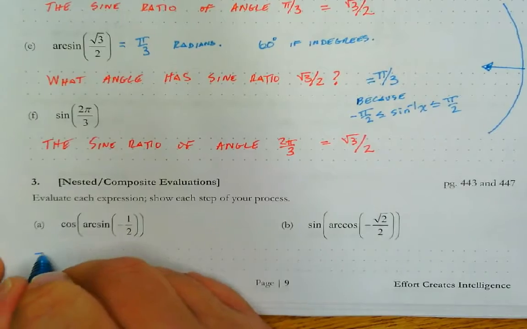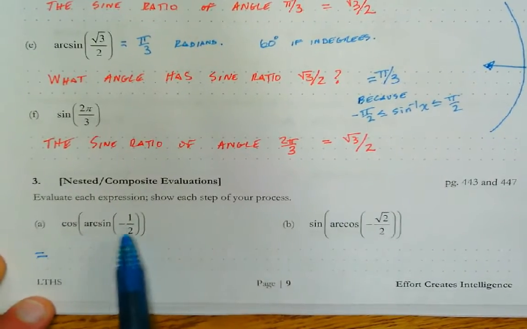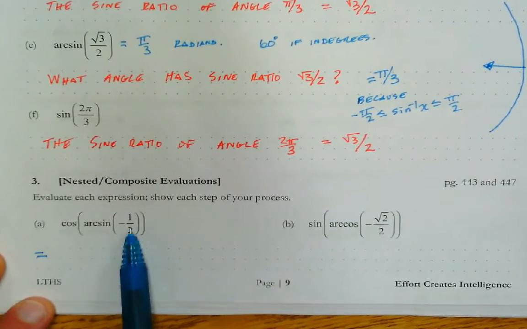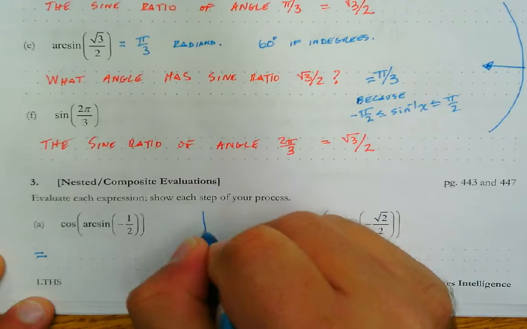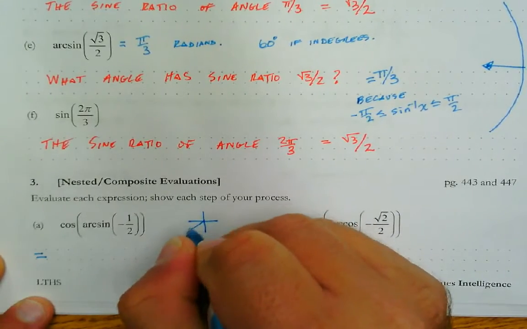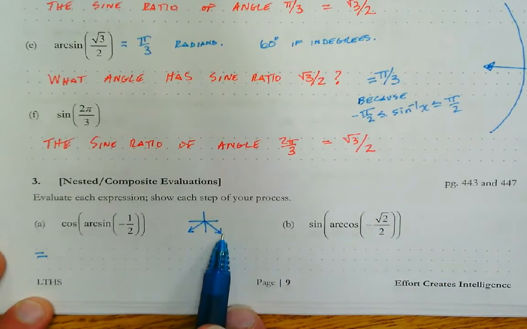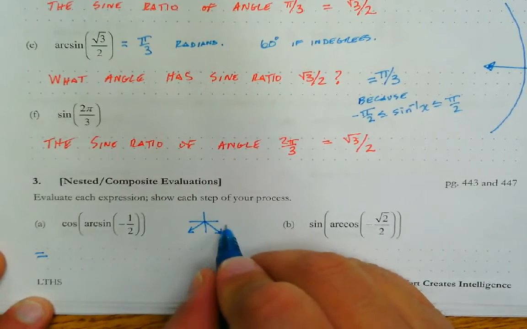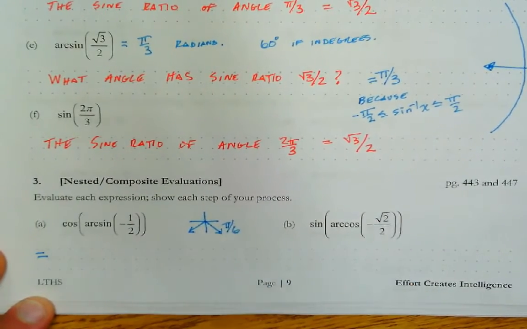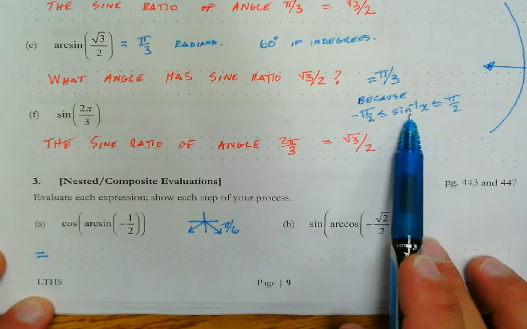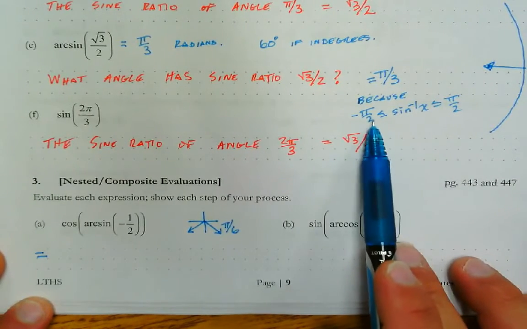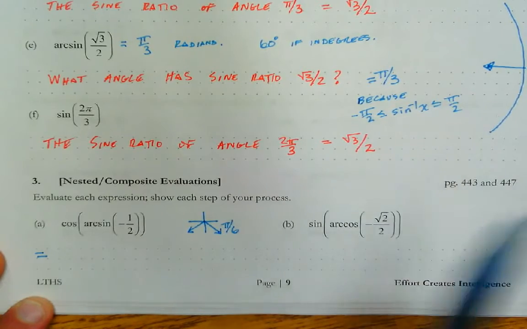We start with: what angle has a sine ratio of -1/2? We know that the sine is negative in the third and fourth quadrants. So I need to think of my reference angle. My reference angle is pi/6. But I also have to recall that the output of my inverse sine is between -pi/2 and pi/2.